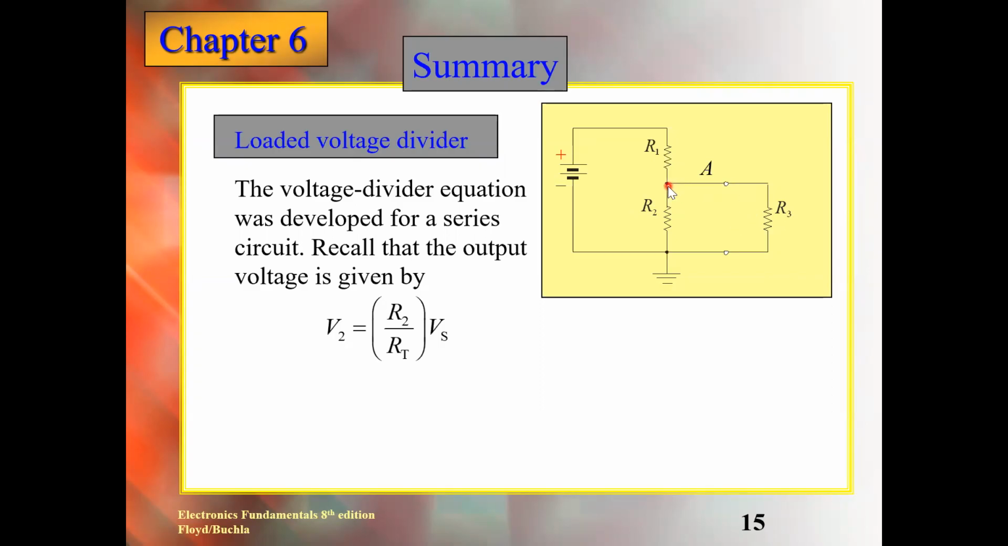For example, if we take the output at this point, let's say point A, and we ignore R3 for a moment, we want to check how much voltage is across this point. If we measure from here to the ground, what will that voltage be? That voltage will be the voltage across R2, am I right? If I check the voltage between point A and the ground, ignoring R3, that voltage will be the voltage across R2. Do you agree?